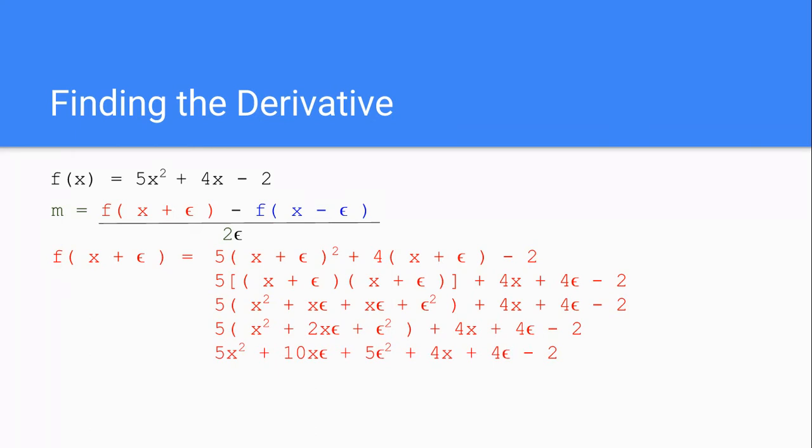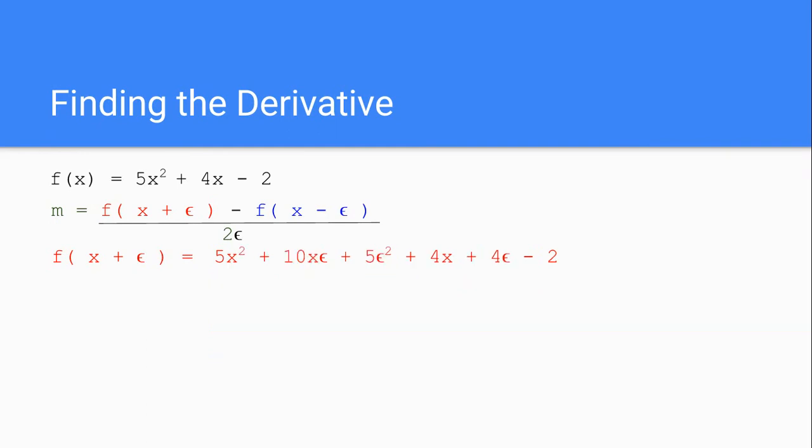And you should end up with something like this. So as you can see, we have 5x squared plus 10x epsilon plus 5 epsilon squared plus 4x plus 4 epsilon minus 2. And all those have different terms, so you can't actually simplify this. So that's simply what our answer will be. That's what f of x plus epsilon is.